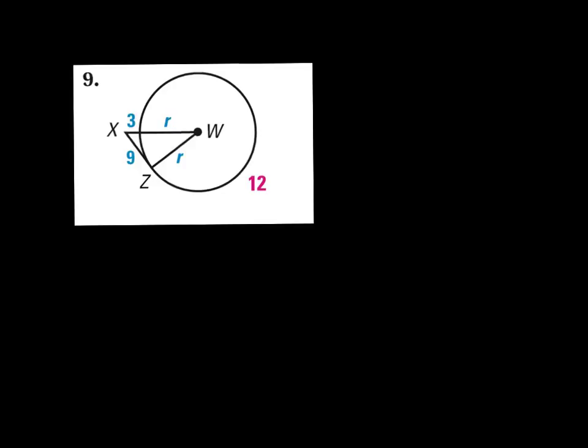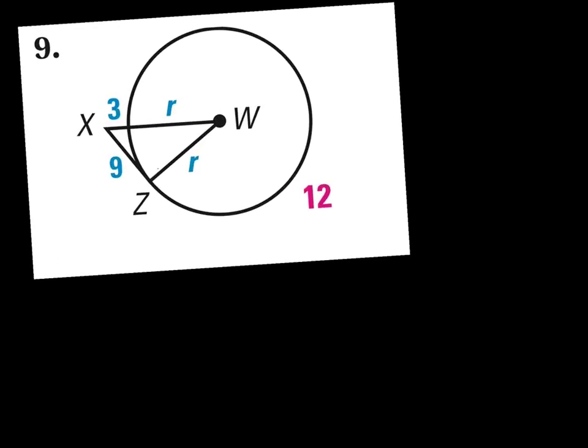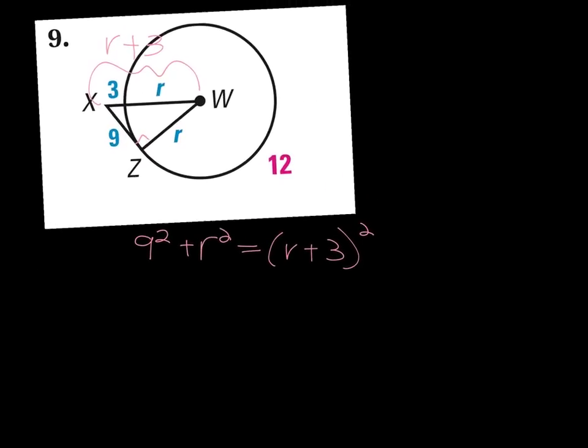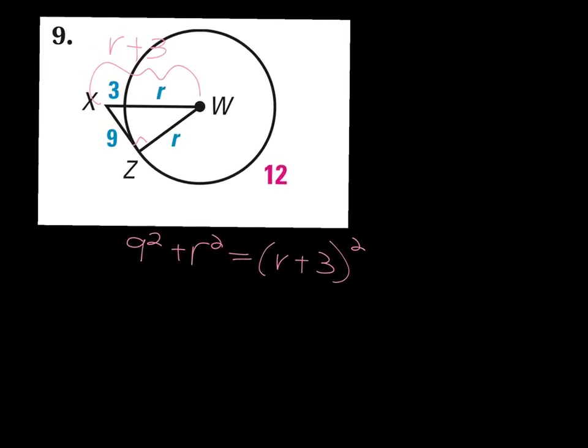All right, this is 9. So 9 is a tangent segment hitting a radius. What happens when the tangent hits the radius? It's perpendicular, so this is a right triangle. This is a little right angle, and I can use the Pythagorean theorem that would say that 9 squared plus r squared would equal this whole side here, which is r plus 3. Then there was a question just like this on your quiz, which I'll get back to in just a minute.